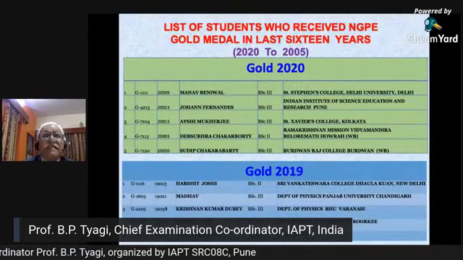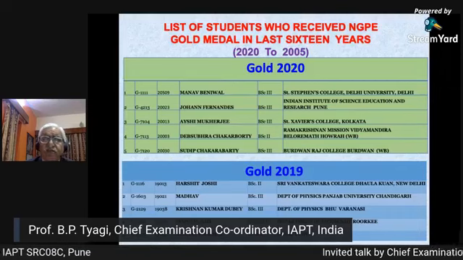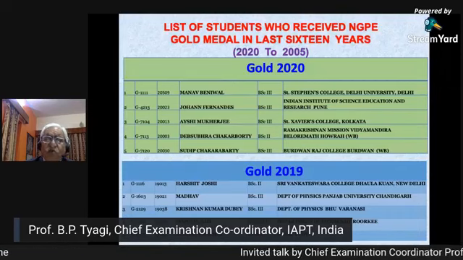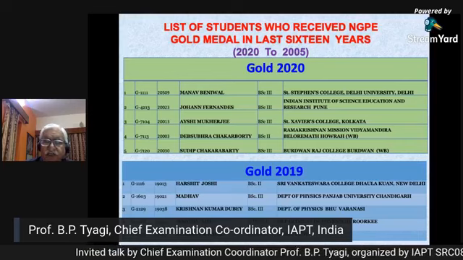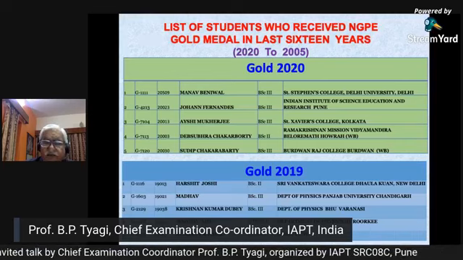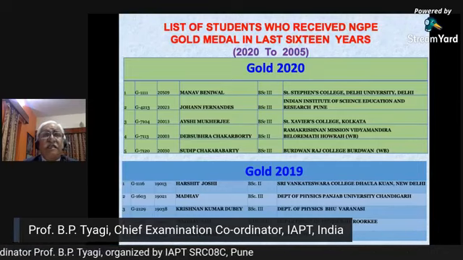Here I have just collected some data. It is, of course, data over here: the list of students who received the NGP gold medal in the last 16 years, from 2020 to 2005. This is a long list. I am just presenting it to you for this year.